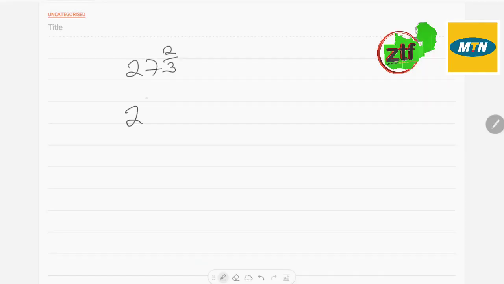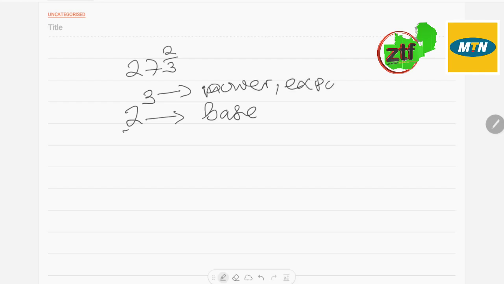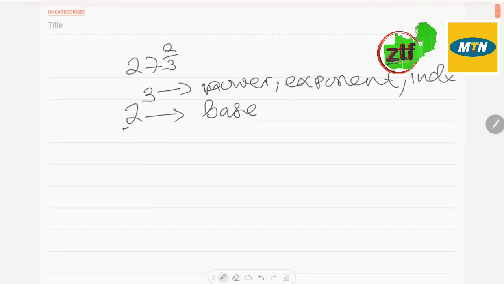Now, when you look at the question that has been given, the question is purely based on indices. I can give an example to say, given, for example, 2 to the power 3, this 2 is a base, and the 3 is called a power, an exponent, or an index. And the plural for index is indices. And this question we are trying to revise right now is based on indices.